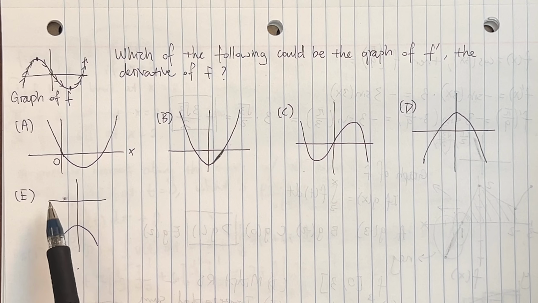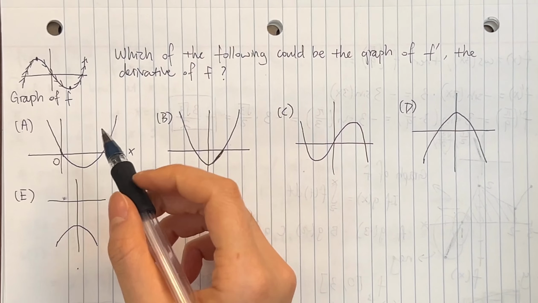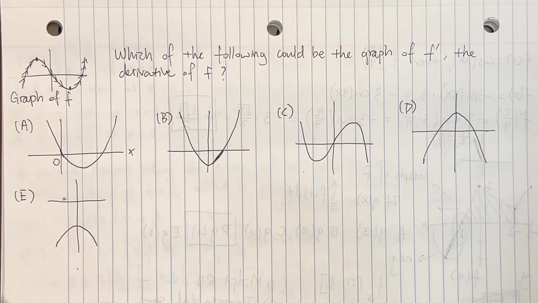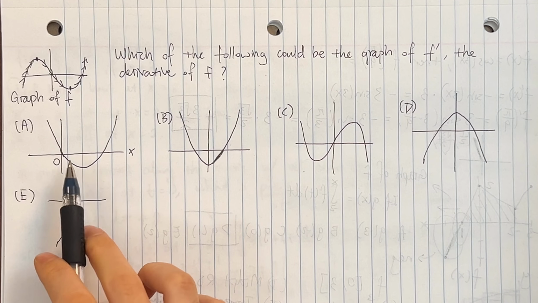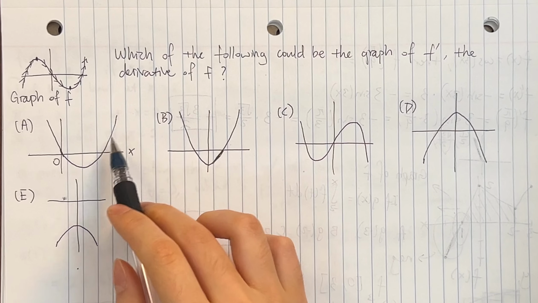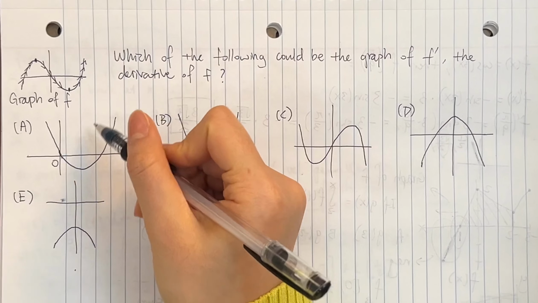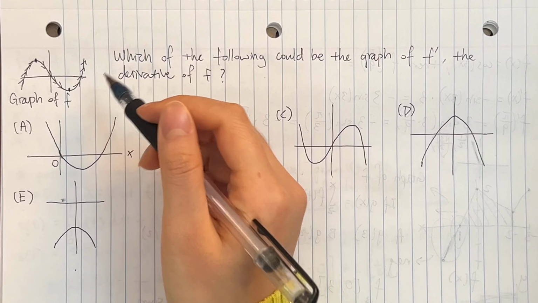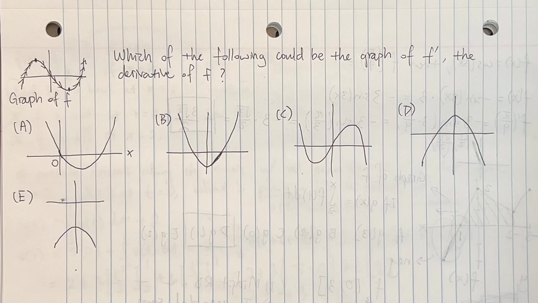Starting with choice A, the first section is above the x-axis, which means the original function is increasing. That's good. The middle part is below the x-axis, which means f is decreasing, and that's also good. The last part is above the x-axis, so f is increasing in this part. So that's all good. I think A will be a good backup choice, but let's find out which other choices we can eliminate.